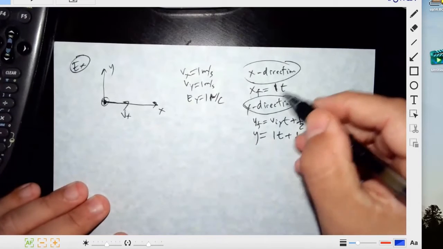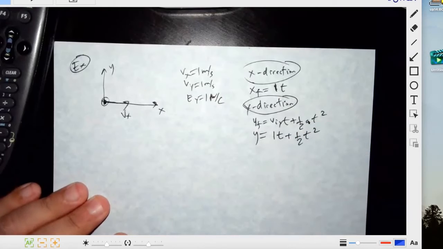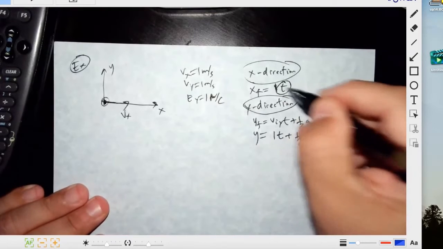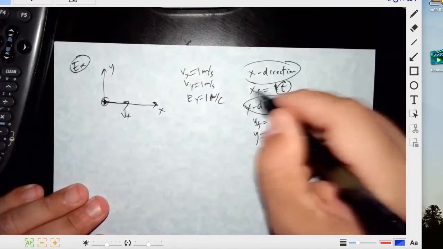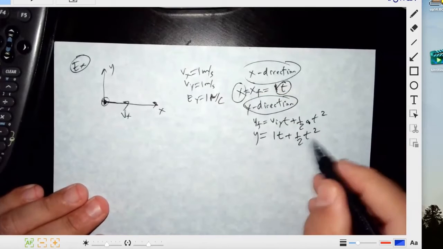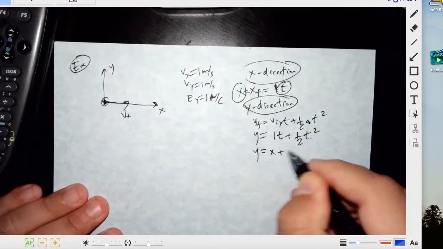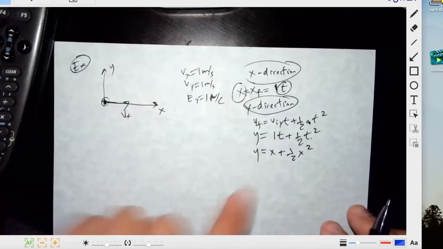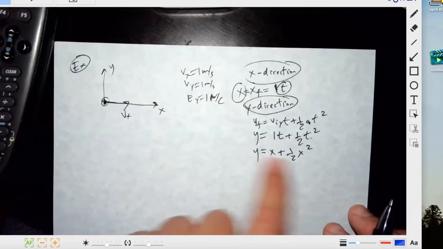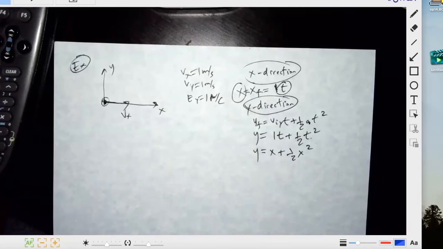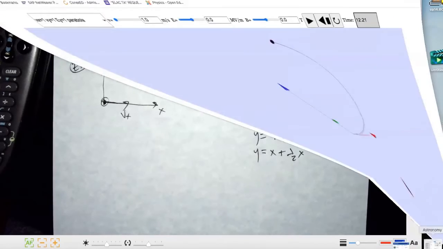So if I want to know what kind of equation this represents, what you could do is substitute t is x, and then pull it into this equation. Then you have y is equal to x plus half x squared. So it's going to be a parabola that looks like that, you see? So we could put that onto Desmos, and we could say y equals x plus half x squared.